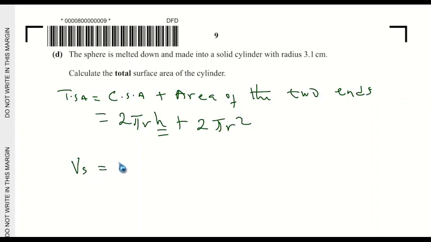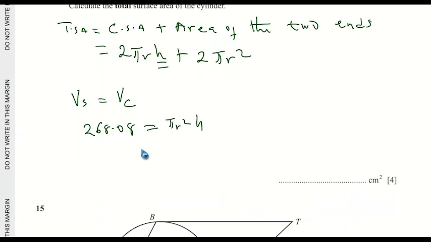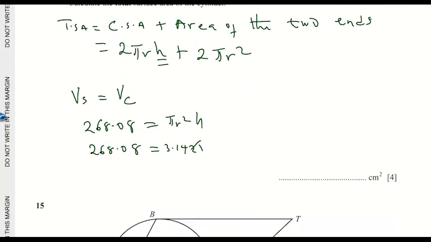I know that the volume of the sphere equals the volume of the cylinder, and the volume of a cylinder is pi r squared h. Don't forget, the volume of the sphere is 268.08. Then it will be equal to the volume of the cylinder, which is base area times height, that is pi r squared h. So from here I can get the value of my height. So this will be 268.08 equals 3.142 multiplied by the radius, which is now 3.1.